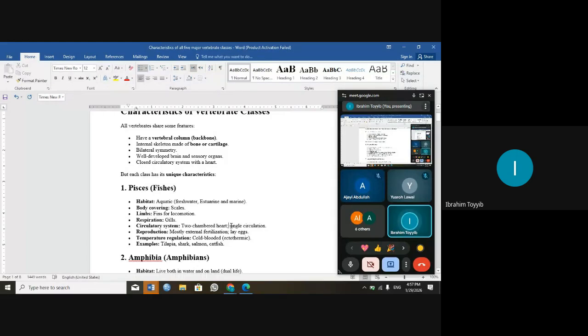We have 2 types of circulatory system: open and closed. The open circulatory system is common in invertebrates like arthropods, which have the cavity called hemocoel and the blood called hemolymph. I told you that last class. While the vertebrates have a closed circulatory system.